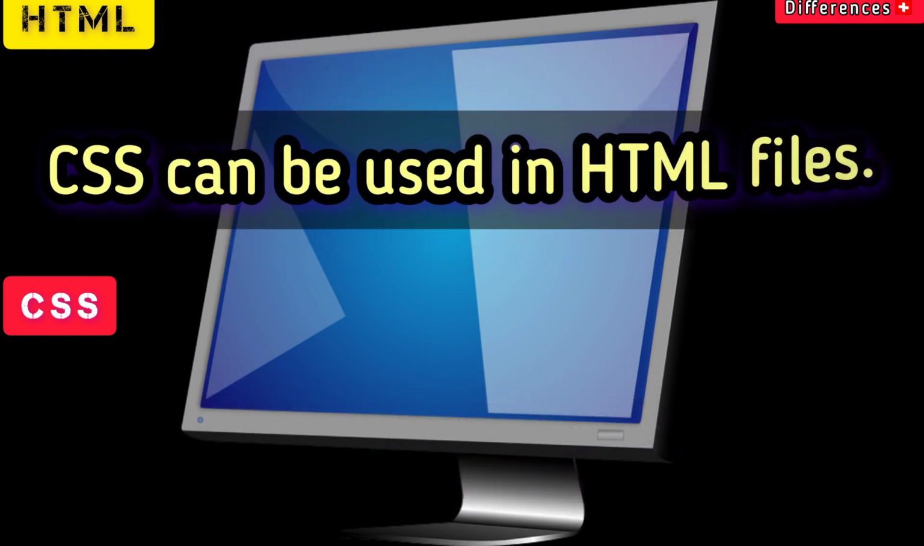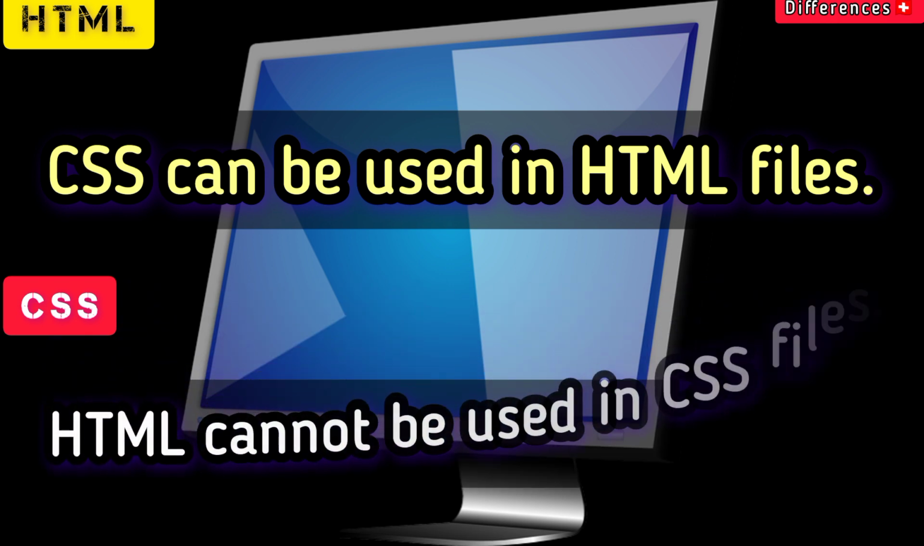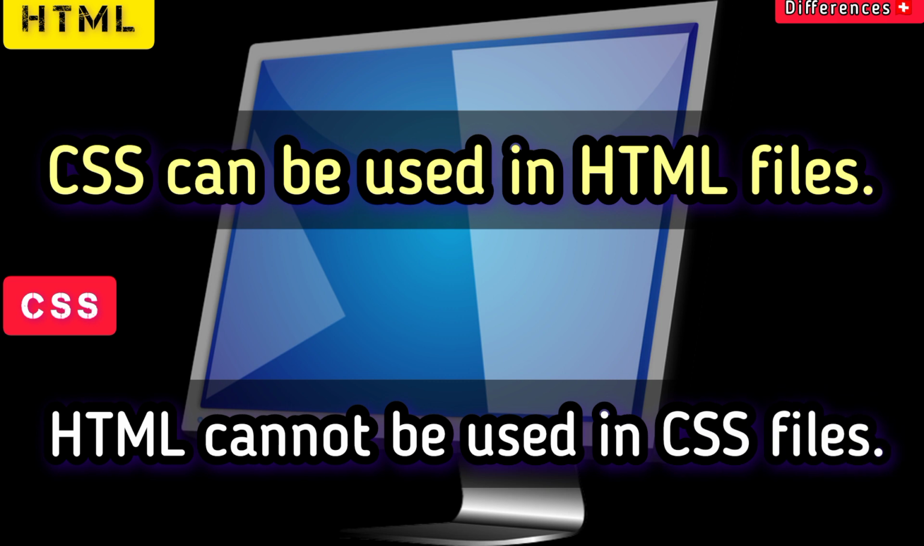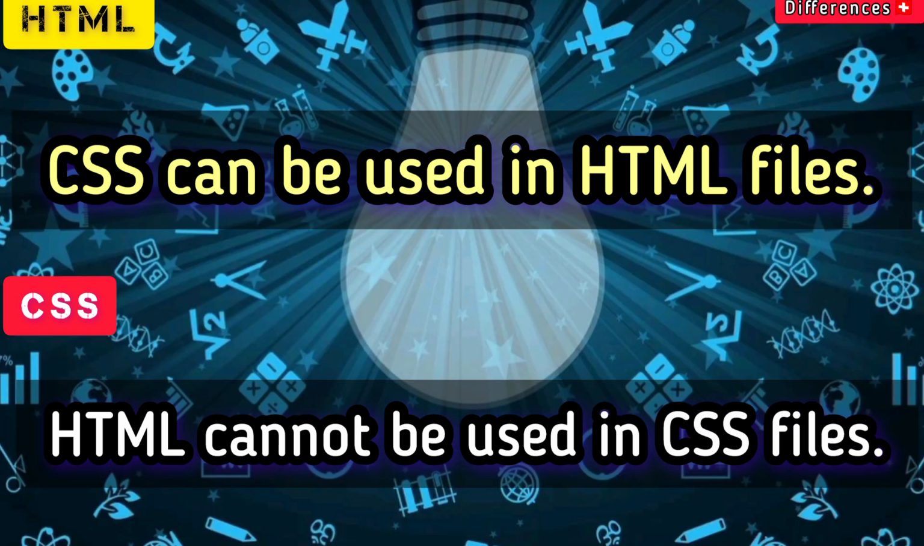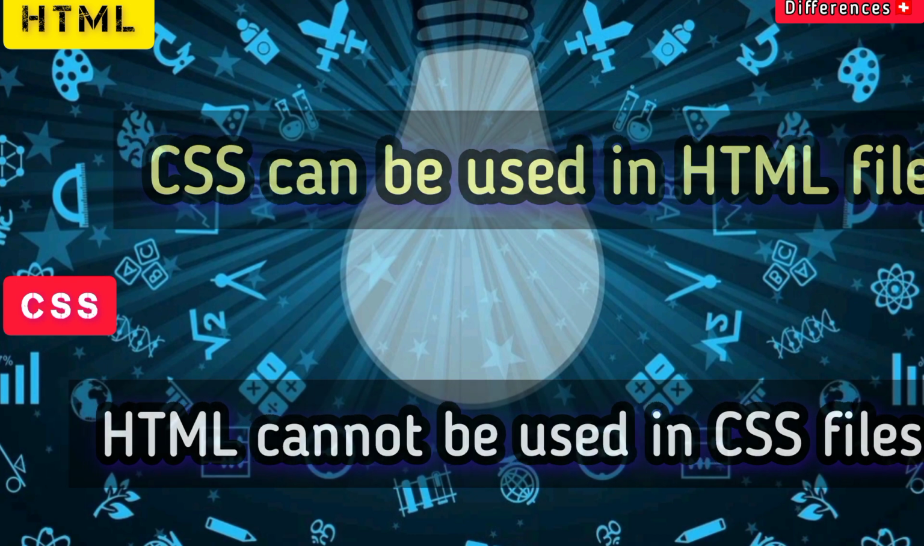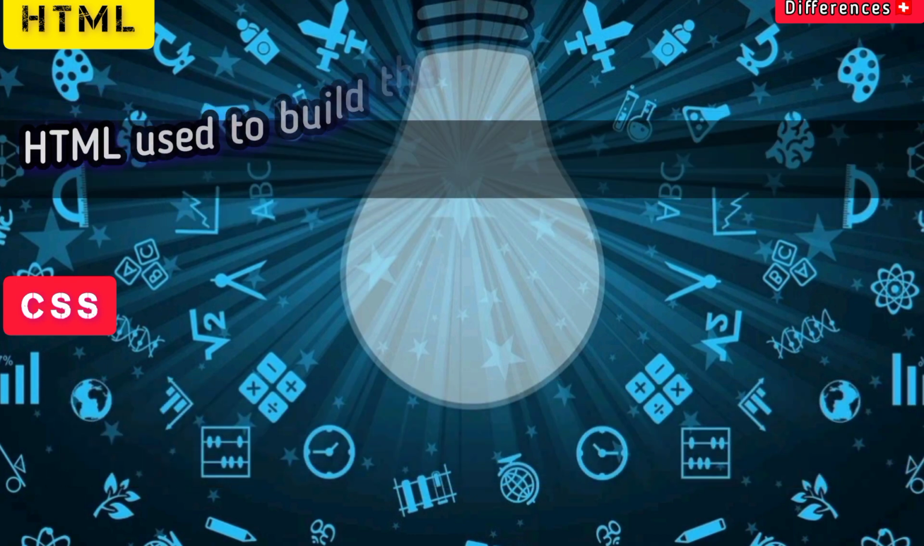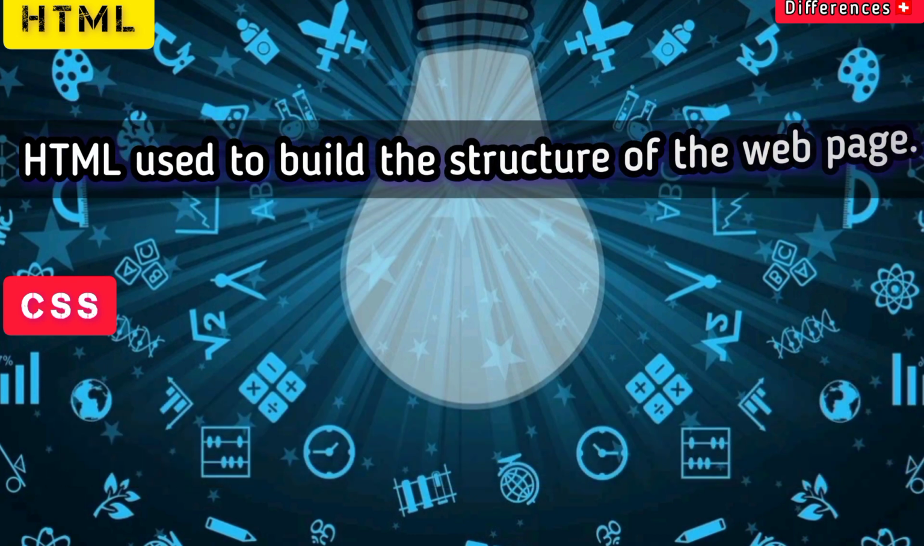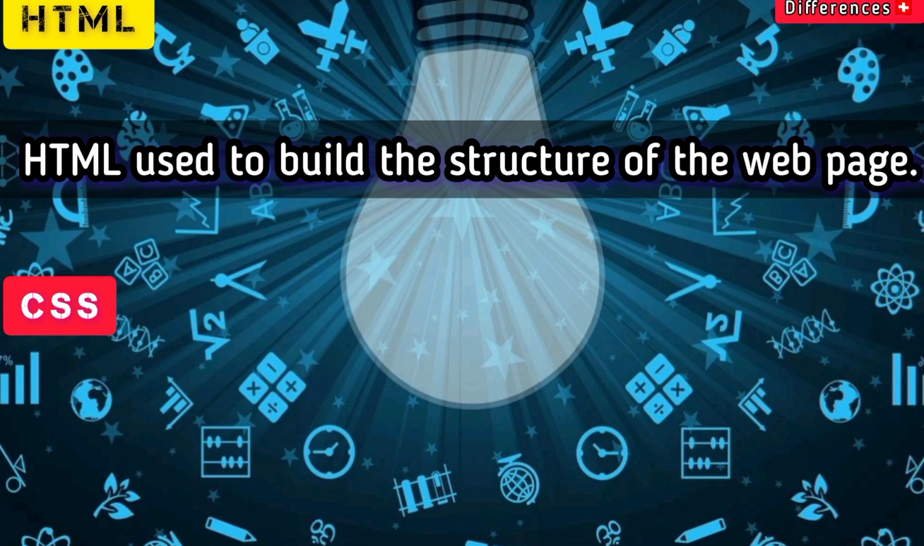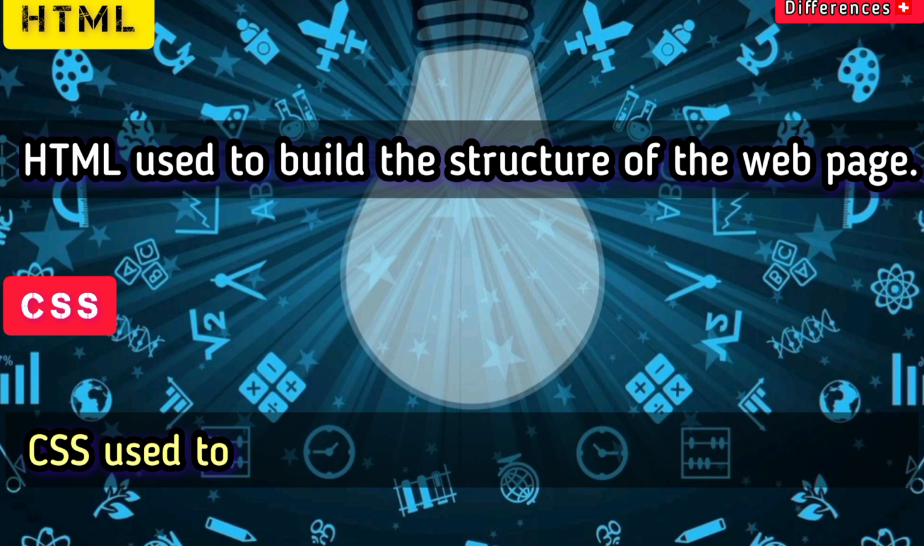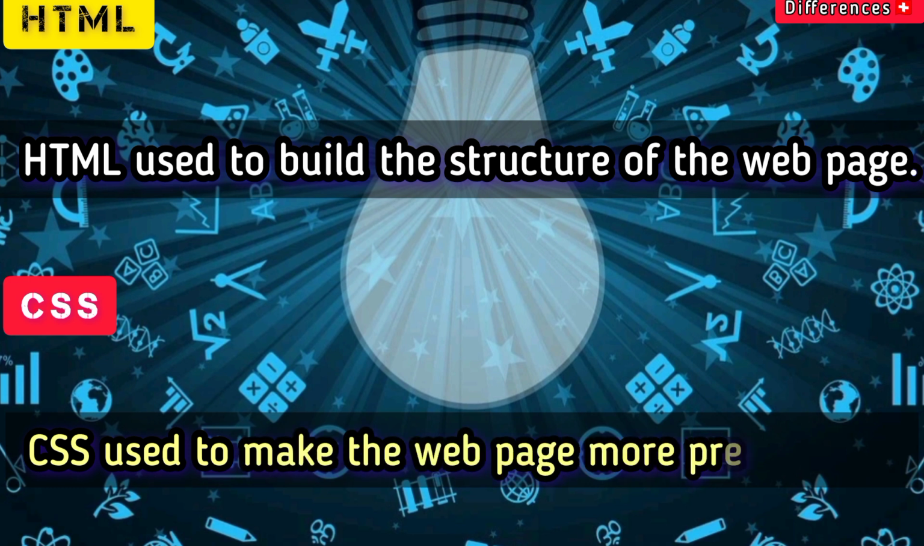CSS can be used in HTML files. HTML cannot be used in CSS files. HTML is used to build the structure of the web page. CSS is used to make the web page more presentable.